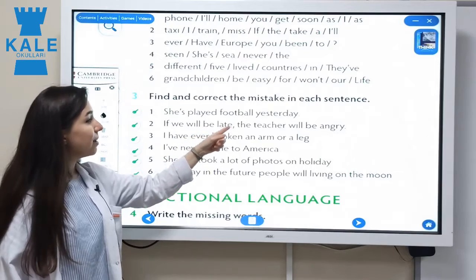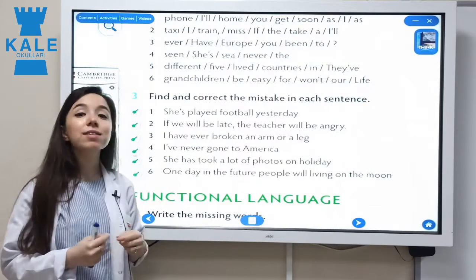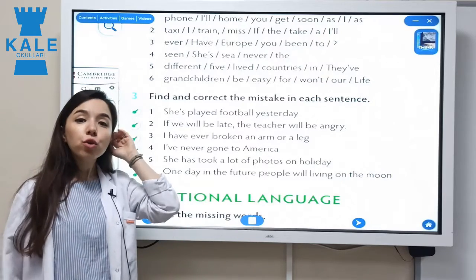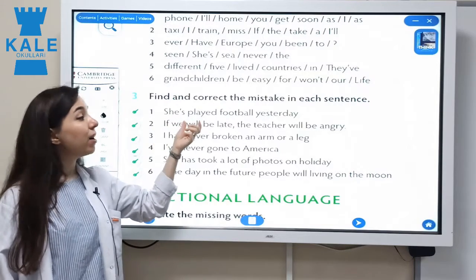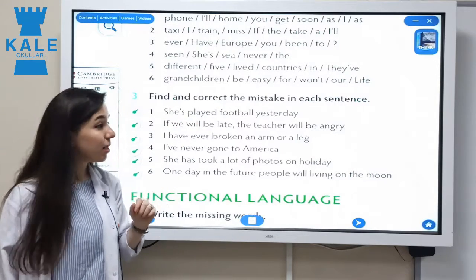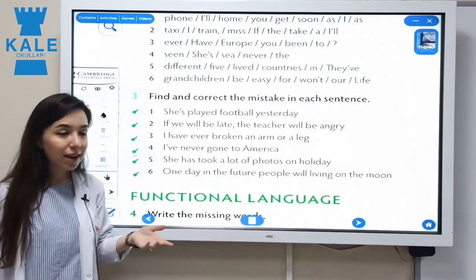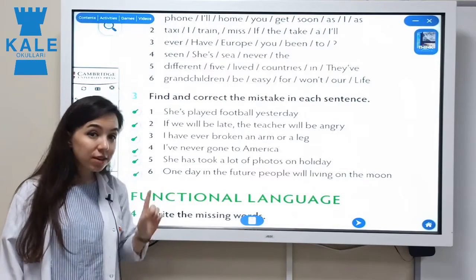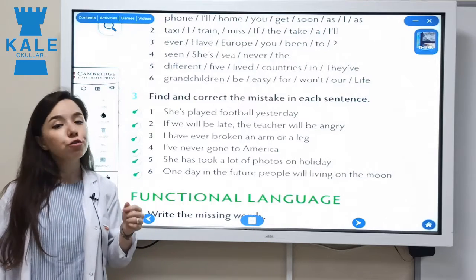If we will be late, the teacher will be angry. What do you understand from this sentence? It shows that this sentence is first conditional. And you know that in first conditional sentences, if the sentence starts with if, after if we have present simple, then the second part is future tense. Yes, so after if all the time we have present simple in first conditional sentences, and the second part is going to be future form.